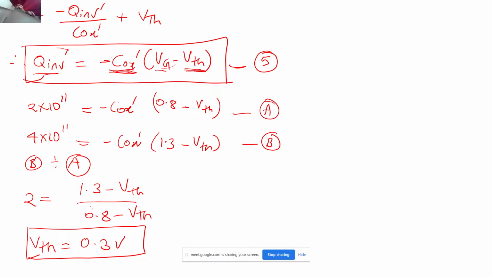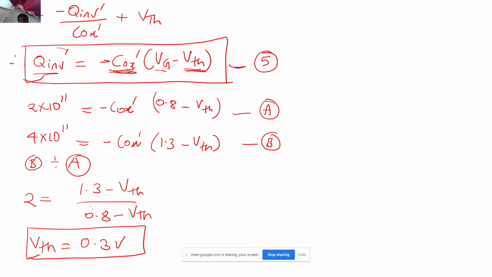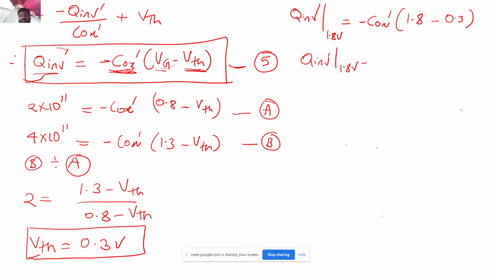Now let's see what they have asked. When I apply Vg as 1.8 volts, what is the value of my inversion carrier density, right? So let's apply 1.8 volts. Q inversion at 1.8 volts will be nothing but minus Cox dash times 1.8 minus Vth, and Vth is 0.3, correct? So Q inversion at 1.8 volts will be nothing but minus 1.5 times Cox prime, right? This is equation number maybe X, correct? Now since I don't want to calculate the Cox prime again, I will again use one of the equations, equation number A, right?